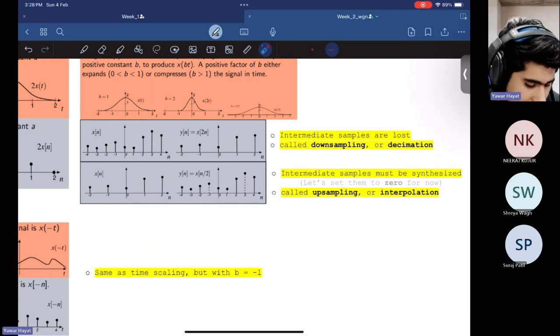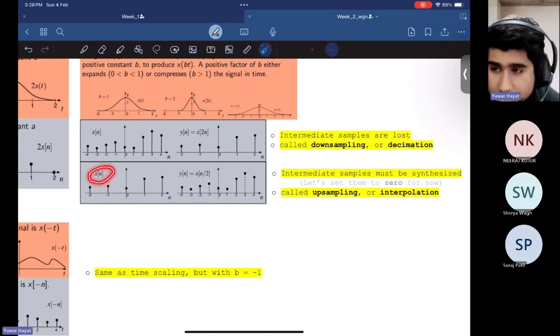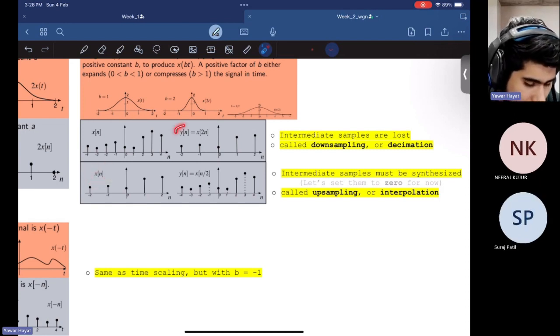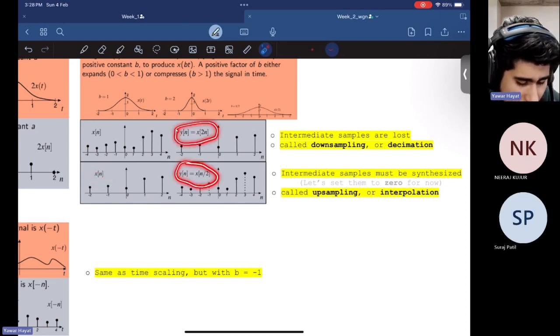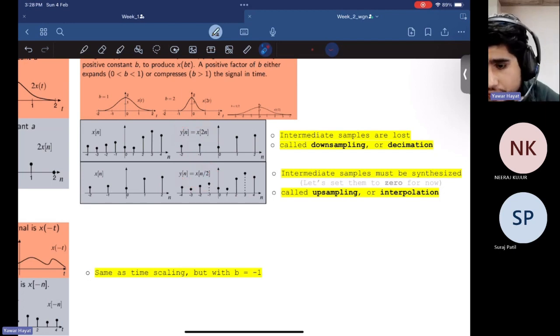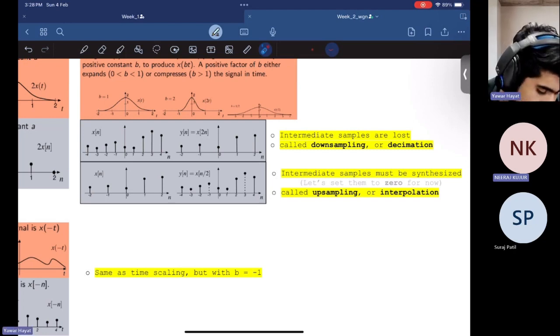Okay, so now if I give you some x of n sequence, would you be able to obtain an upsampled and a downsampled version of the same? Yes, sir.